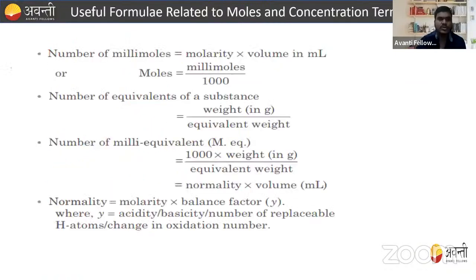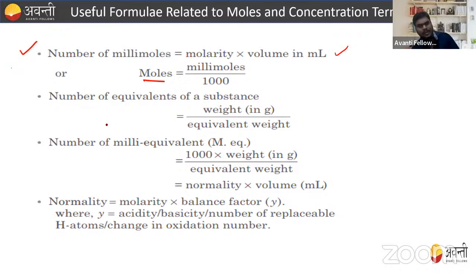Okay. So now there are some useful formulas related to moles and concentration terms. Let's see them one by one. This one is a very, very important formula, so try to learn it as well. If someone asks how to calculate the number of millimoles, the number of millimoles is equal to molarity into the volume in milliliters. Similarly, moles we can calculate as millimoles divided by 1000.